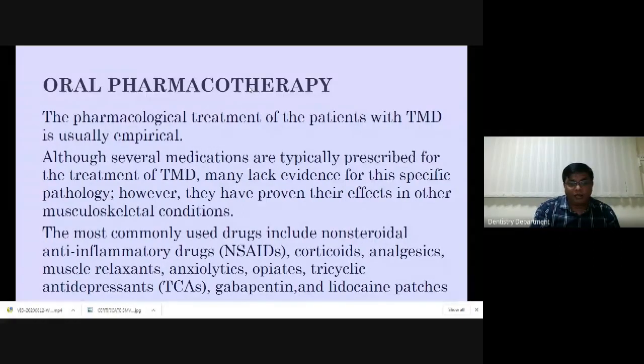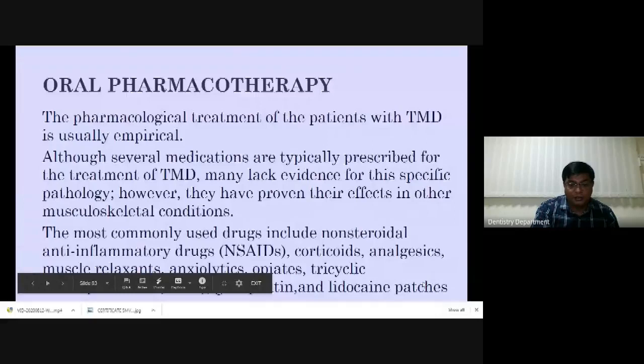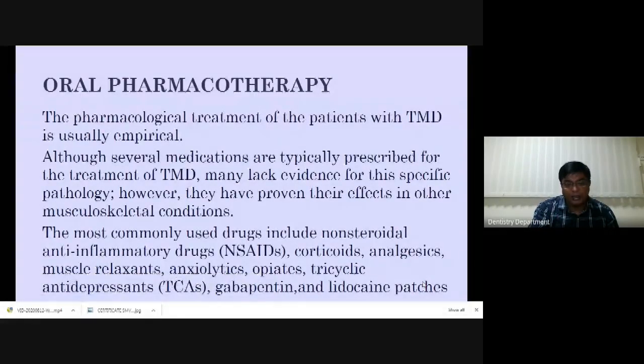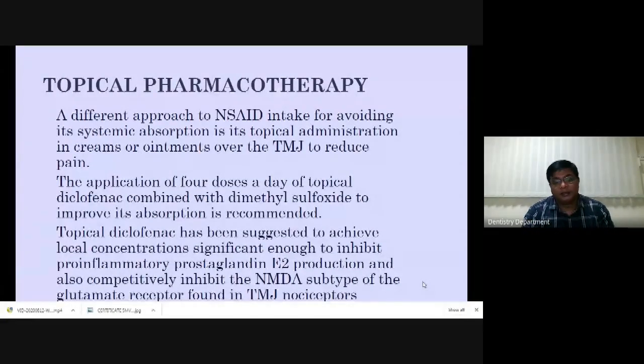We all know oral pharmacotherapy is nothing but giving pain medications, which is very much included in the literature. You have to give pain medication. Normally we used to give NSAIDs, and sometimes corticosteroids and other things like muscle relaxants, anxiolytics, opiates, TCAs, lidocaine patches. These are all pharmacotherapy. So you see they have included antidepressants also, that is TCAs here, as one of the lines for managing TMD. And this is a simple thing.